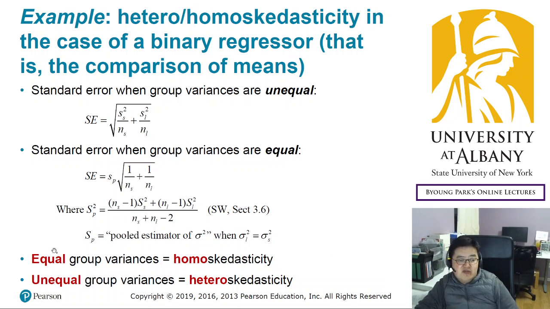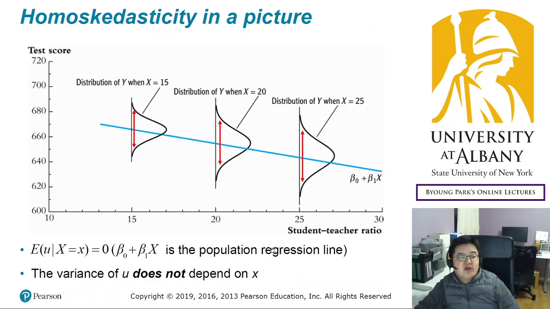The terms look very scary, but they don't do any harm. It's simple. The idea is very simple. More generally, homoskedasticity can be seen from a picture. If you have a scatter plot, homoskedasticity means this dispersion. So the dispersion at 15, the dispersion at 20, and the dispersion at 25 must be the same in a homoskedasticity case.